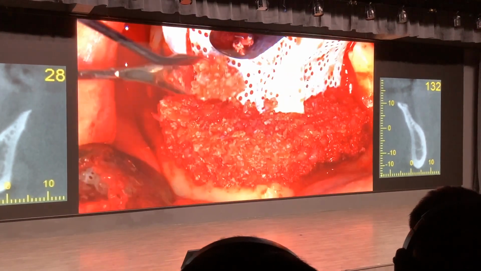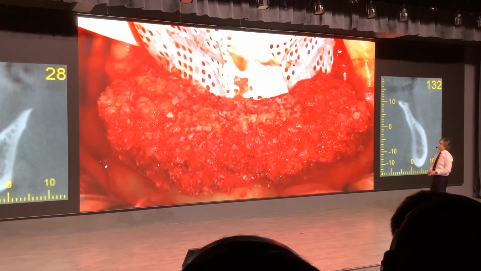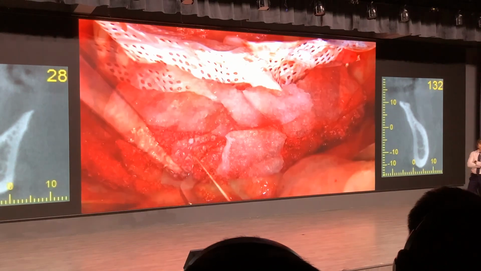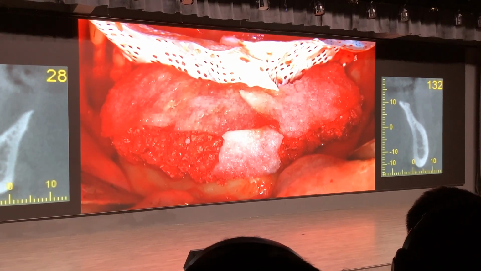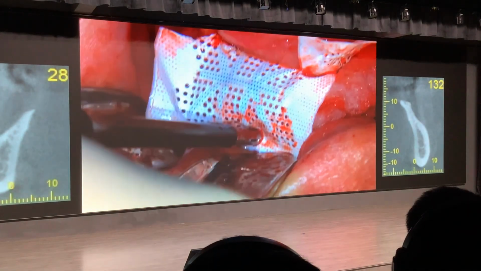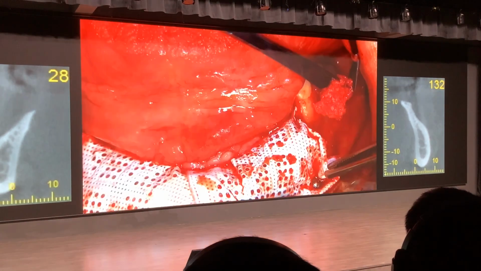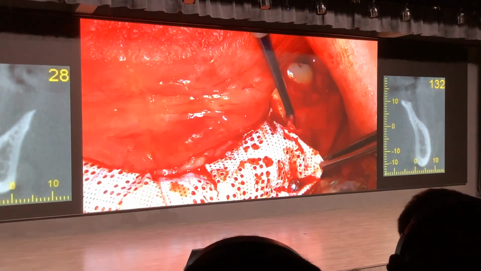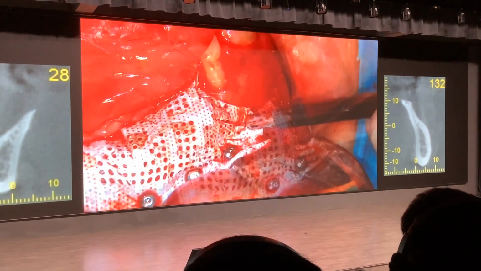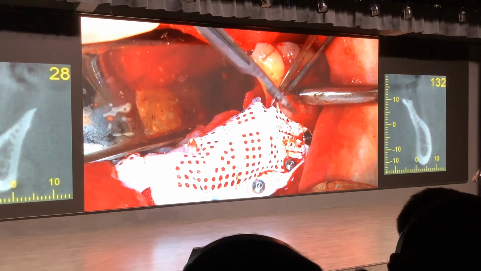Mixed with the anorganic bovine bone mineral, the xenograft. Put a layer of lasagna. Fixate it all the way out. Here, pack some more bone. And now I'm going to have to go on the lingual and on the buccal to advance the flap.